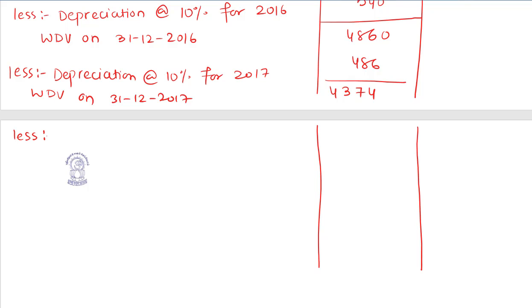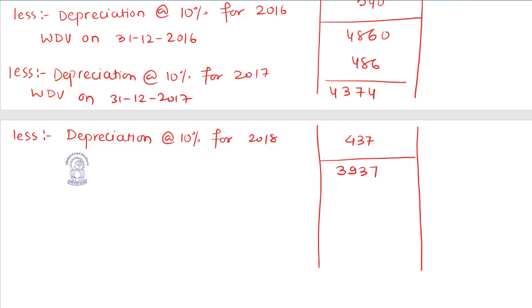Less depreciation at the rate 10% for 2018, 437.4. So 437. 4,374 minus 437 is 3,937. WDV on 31st December 2018.